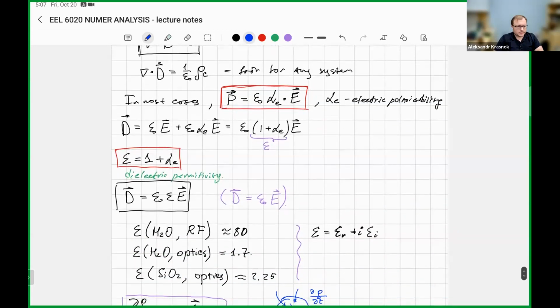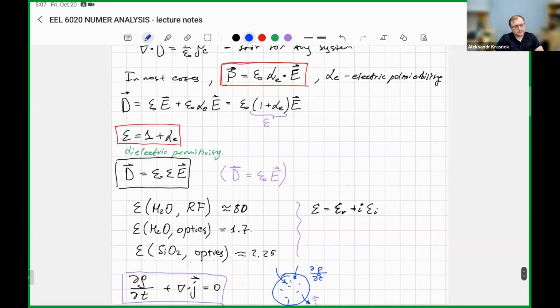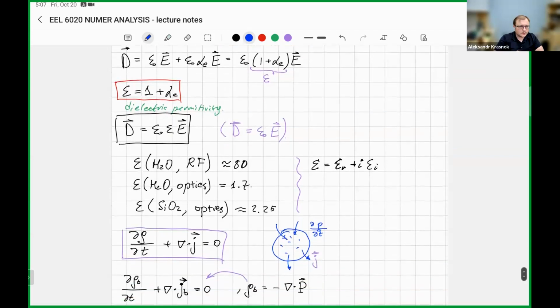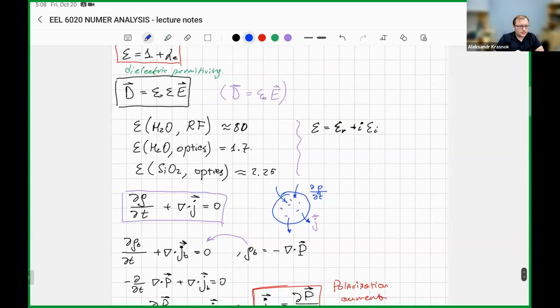A particularly important parameter here is the dielectric permittivity, which connects to the electric polarizability, alpha E. The electric polarizability is a function of frequency that describes how strong the polarization is per unit of electric field strength.